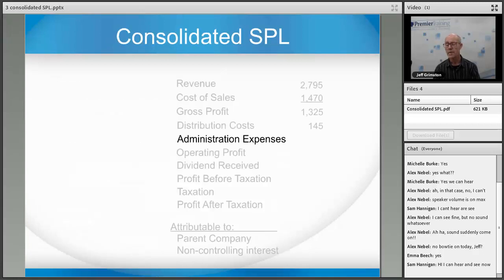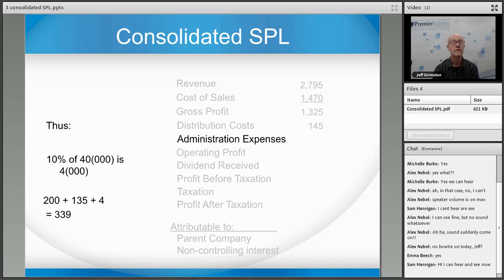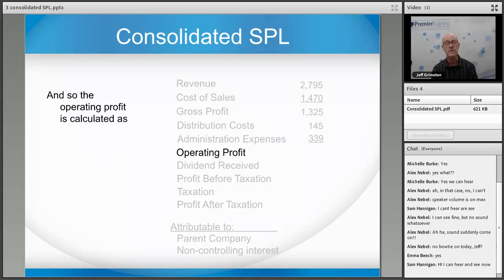Just pause for breath. Let you do the same. So 10% of 40,000 is 4. So 200 plus 135, which we've already picked up from the statements of profit and loss. Roll them up together, 339 admin expenses, and below that we can now work out profit from operations, which is 841. So far so good.